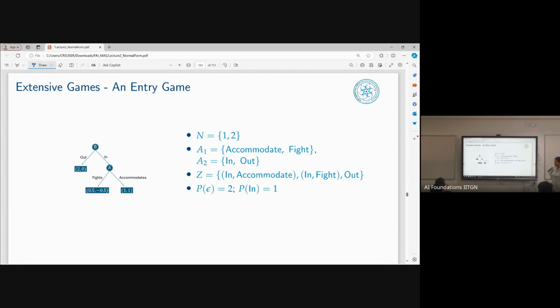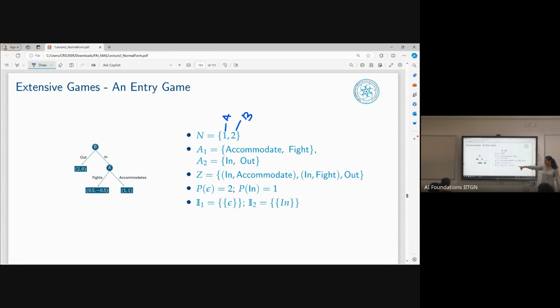And P of in is 1. P of out will also be 1 there. And let's look at what information sets are. So for the first agent, so after in, the idea is 1 is A and 2 is B. Is it clear now?